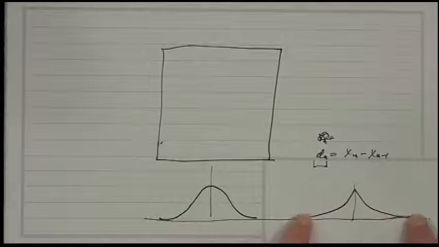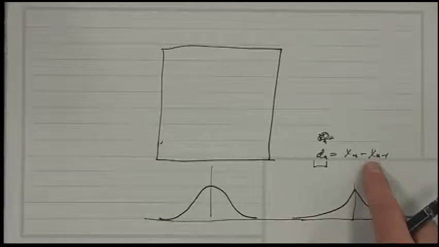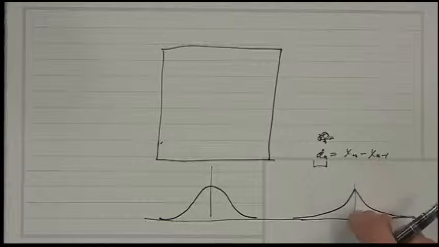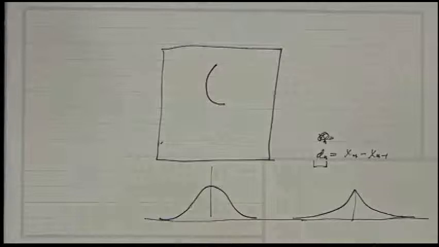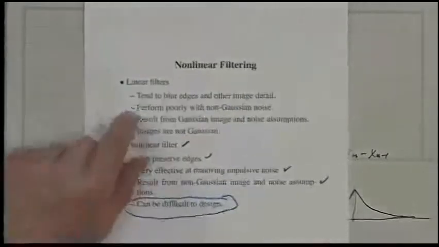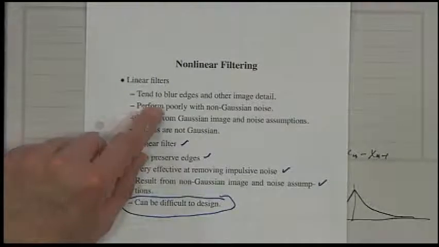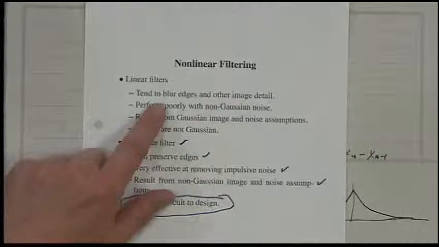Now, why do you have real heavy tails? Edges, right? Because at edges, these differences can become enormous. So images are not well modeled as Gaussian random processes. And the places that really behave not Gaussian are edges. Edges are not very Gaussian. So linear filters tend to blur edges and other image detail because edges are not very Gaussian.